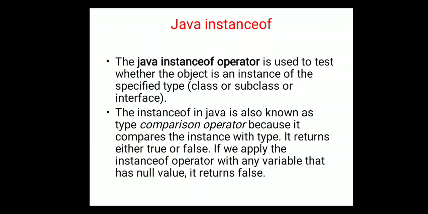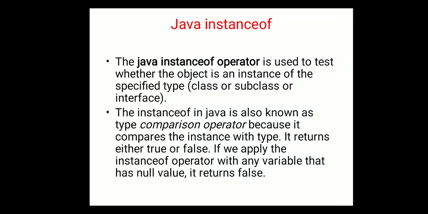Java instance of is a special operator, just remember it. It is used to test whether an object is an instance of specified type. Here type can be a class or subclass or an interface. The instance of operator in Java is also known as type comparison operator because it compares two instances with type.